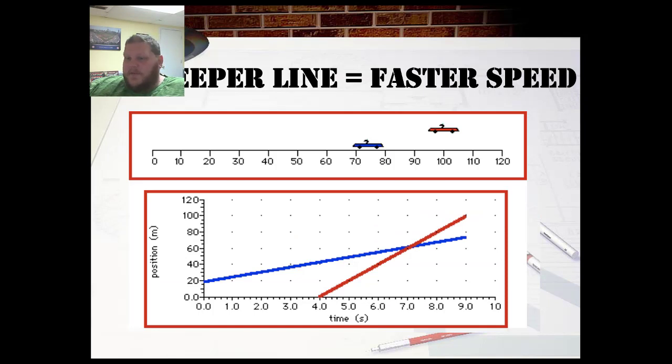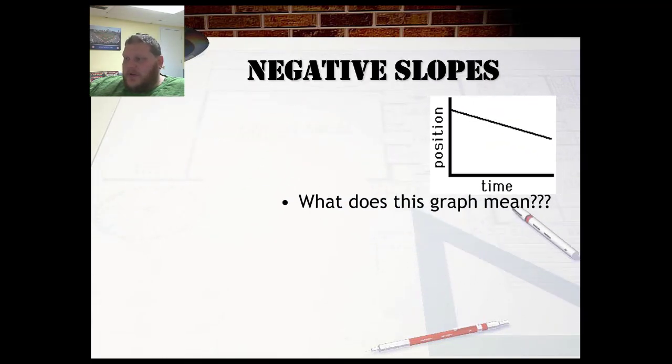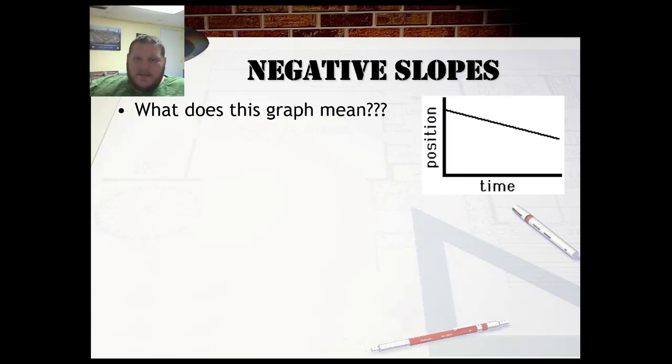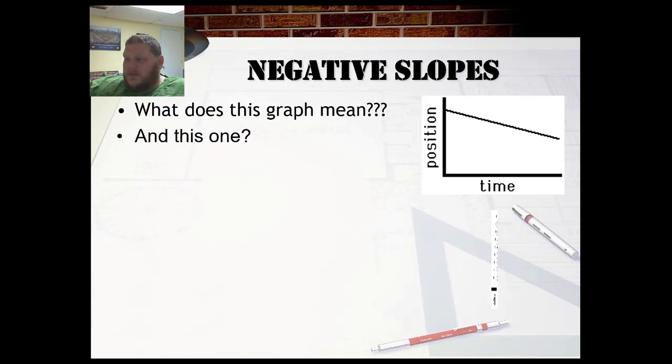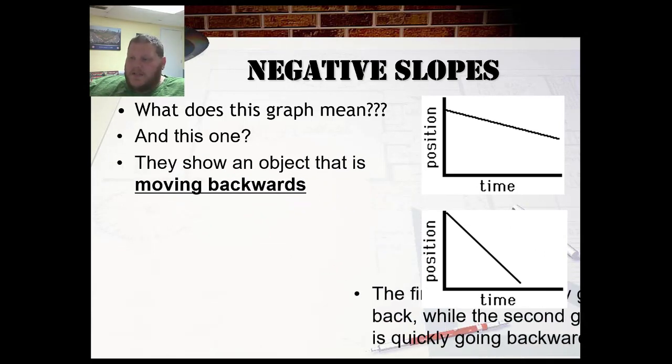And that's just going to kind of emphasize that. Negative slopes. So we know that our position is our y-axis. So if we're moving down, that means that we're moving backwards in our position. It doesn't necessarily mean we're walking backwards, we're just losing value in our position.